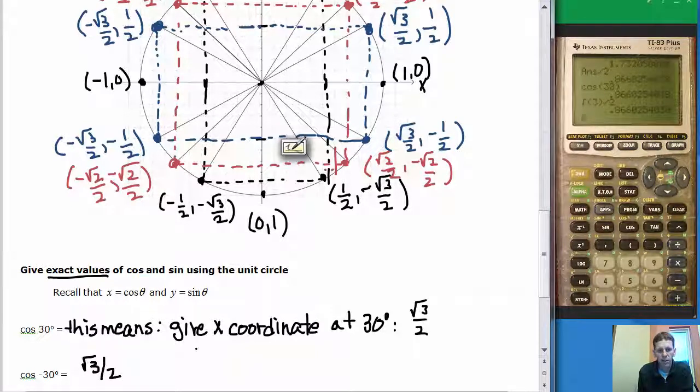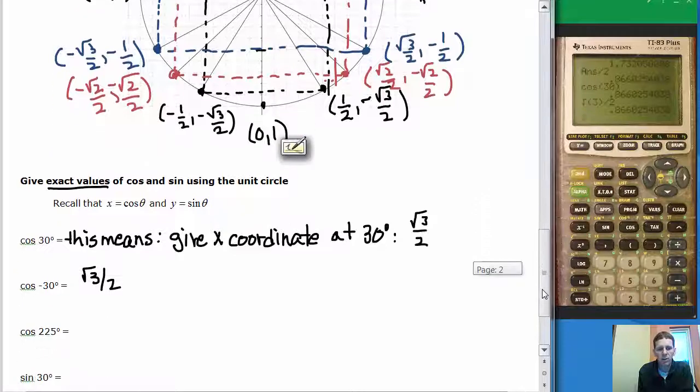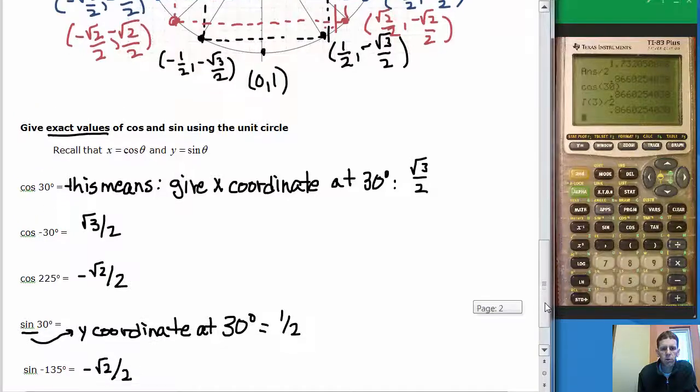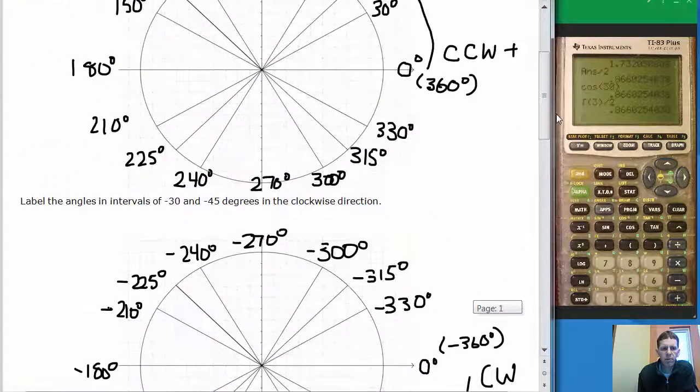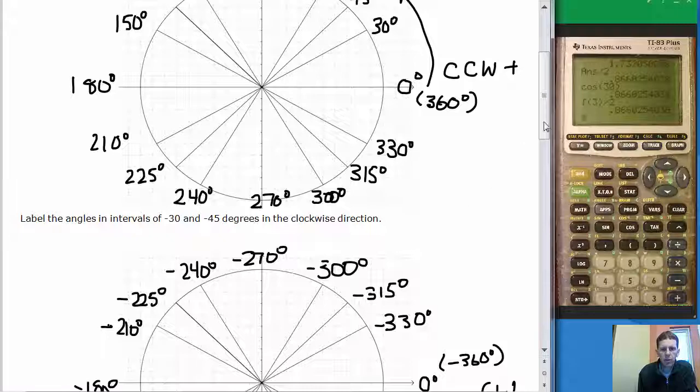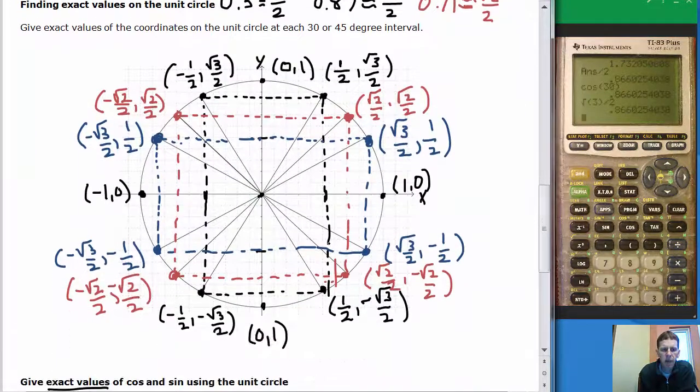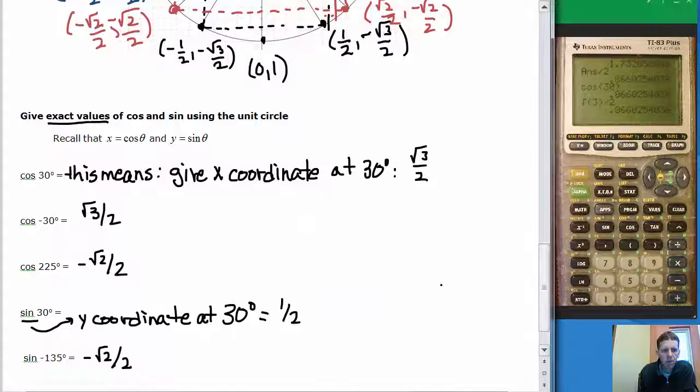What I'd like you to do is pause the video and see if you can come up with the values for these other three values. So cosine of 225 degrees is located down here in the bottom left corner. Cosine means we're looking for the x-coordinate at 225, which happens to be right here, negative root 2 over 2, so that's the value that we write down for that example.